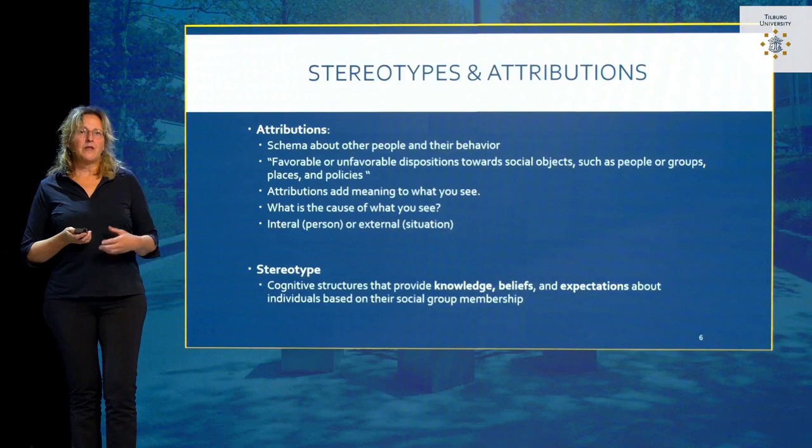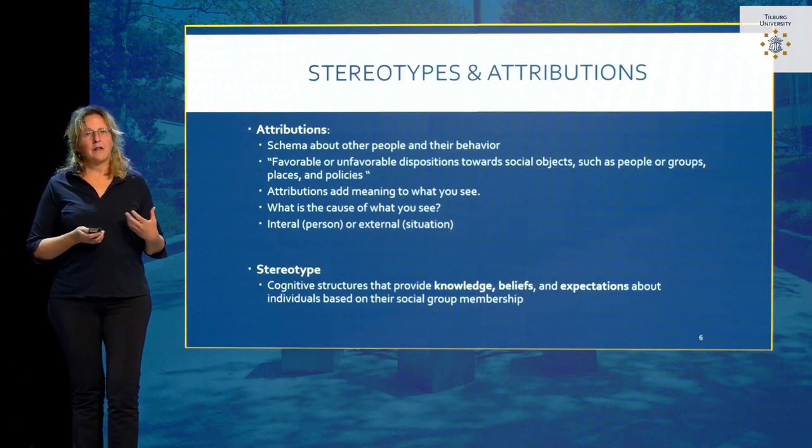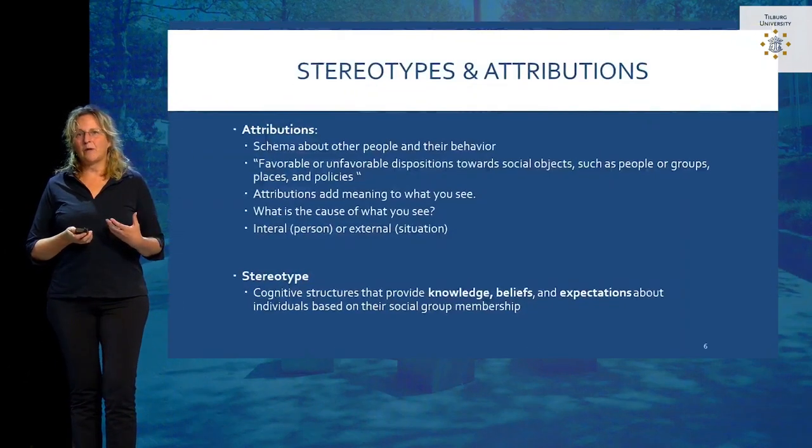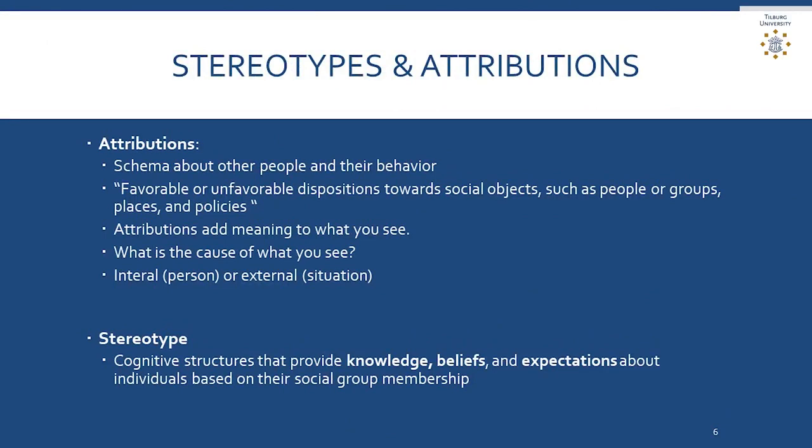So stereotypes are also used to make sense of the world around us. A key thing here is an attribution. We see something, and in order to know how to relate to what we see, we use a schema that explains what we see. And this is what we call an attribution.